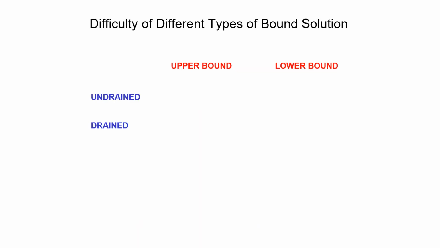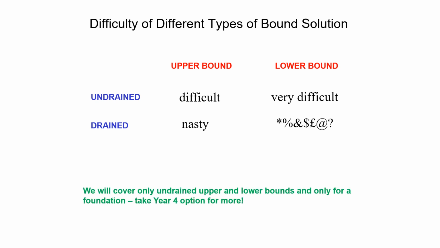Now, let's talk about the difficulty of the different types of bound solution. Firstly, we're going to deal with undrained upper bounds, and those are already going to be pretty difficult. We will also do undrained lower bounds, which generally people find very difficult. We will not do drained upper bounds because they're really nasty, and there are no words to describe drained lower bounds. We just pass on. We're not going to do those. Do an MSc if you want to do those. So take year 4 option if you want to do more of this.